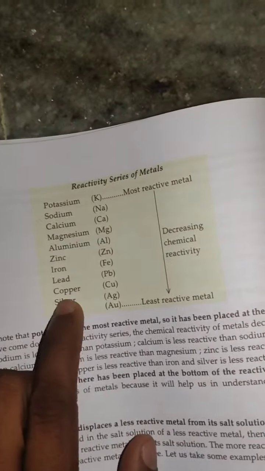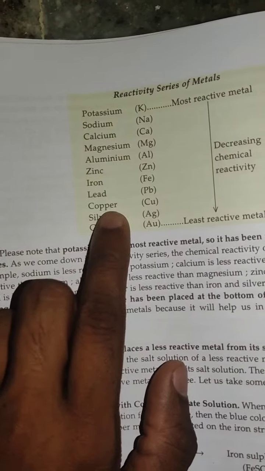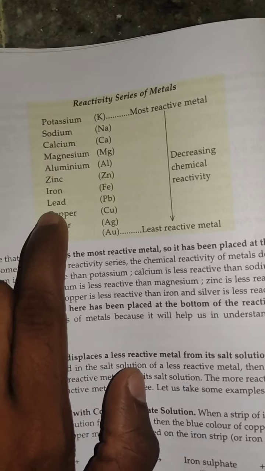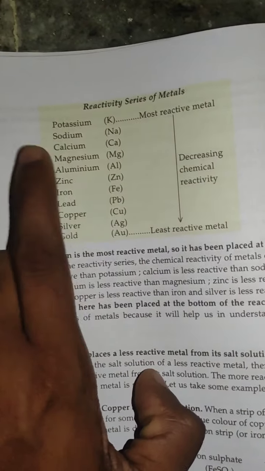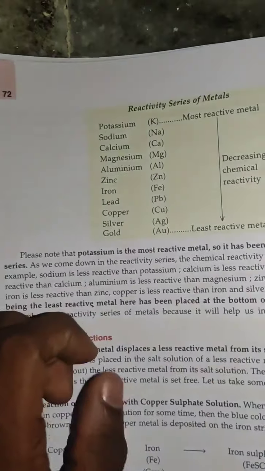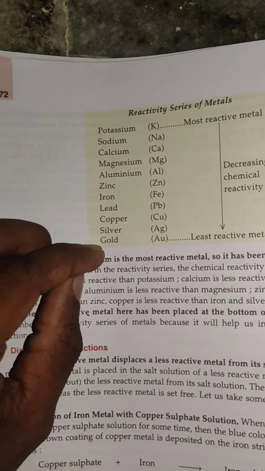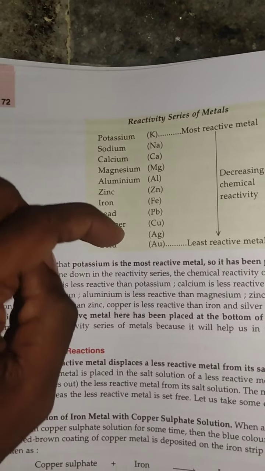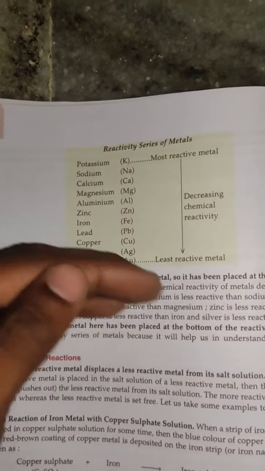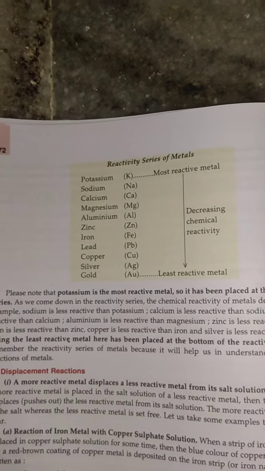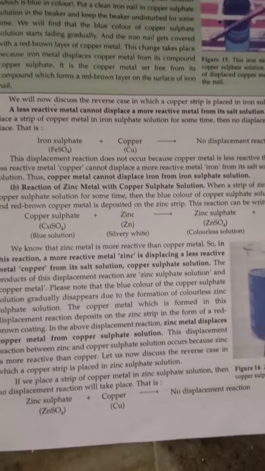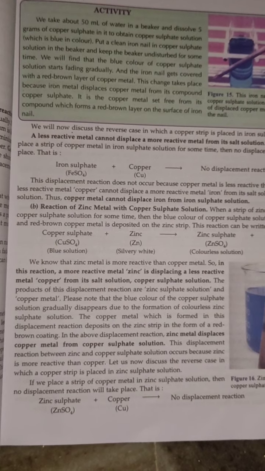Similarly, copper sulfate can be displaced by lead, iron, zinc, aluminium, magnesium, calcium, sodium, potassium. Any metal below can be replaced by any of the metals above, because those above have more reactivity than those below. So this is about the displacement reaction: the higher reactivity metal will displace the lower reactivity metal.